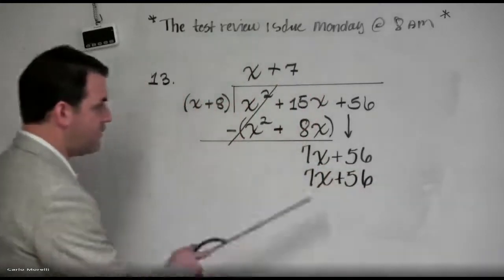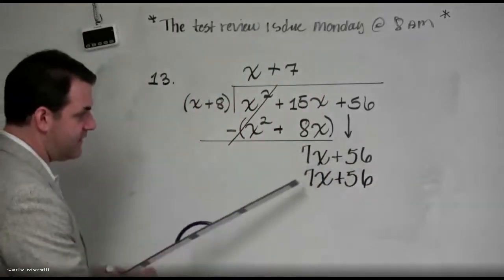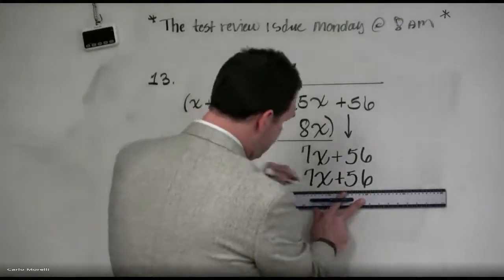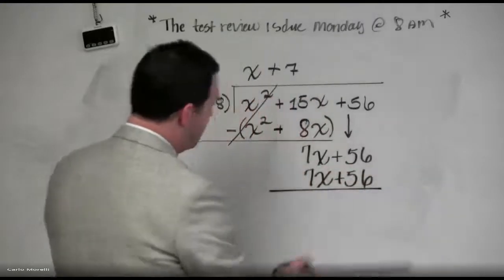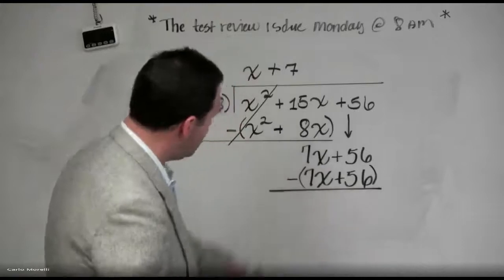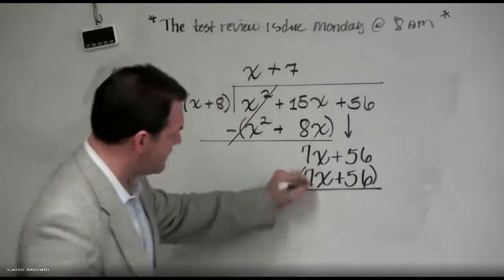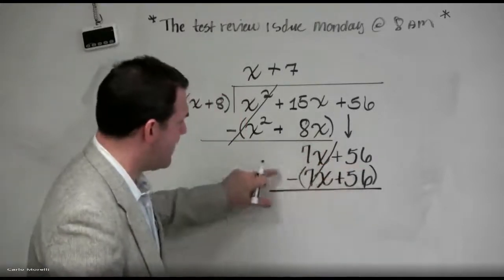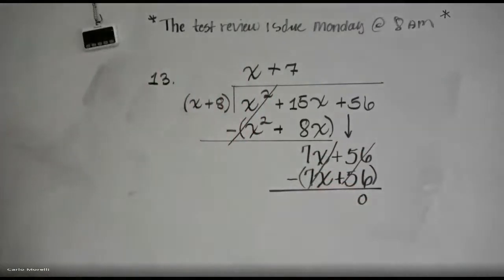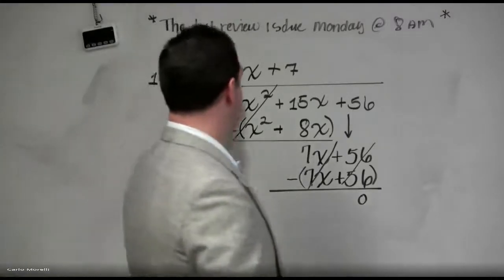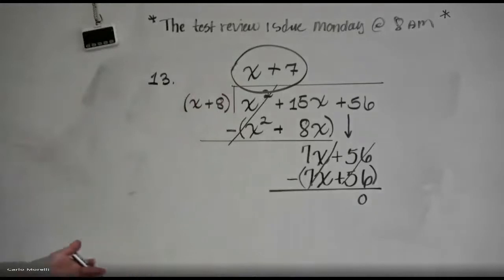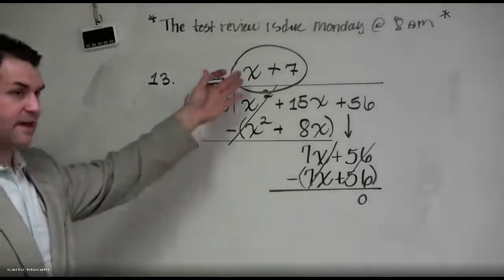Whenever you see the numbers look like this, where I've stacked the same thing on top of itself, we know there's not going to be any remainder. But let's prove it by drawing a line, putting this in parentheses, and putting a minus sign out here. 7x minus 7x, cancel. 56 minus 56, cancel. There's no remainder. Therefore, the quotient, or the answer to the division problem, is x plus 7.